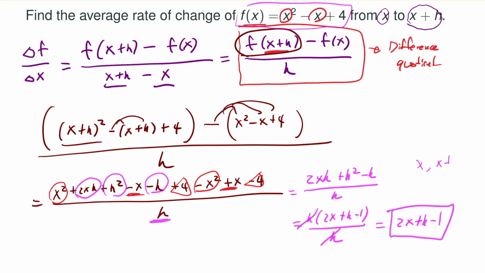So if I want to find the average rate of change between, let's say, 3 and 7, x will be 3, and h will be 4. So I plug 3 here, I plug 4 here, for example. Then I can find the specific average rate of change. But this represents the general average rate of change between any 2 points. For average rate of change, we always need 2 points or 2 time intervals.